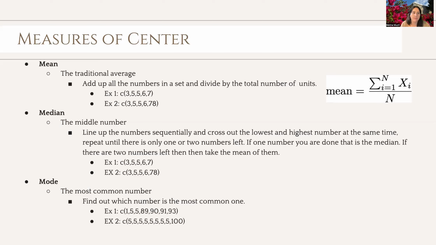So let's do a couple examples. I want you guys to pause at each point after I kind of rattle off the numbers and try to calculate it yourselves. So example 1, you're going to add up 3 plus 5 plus 5 plus 6 plus 7, and then you're going to divide by 5, and then you're going to get the average. So go ahead and pause for a second and do that.